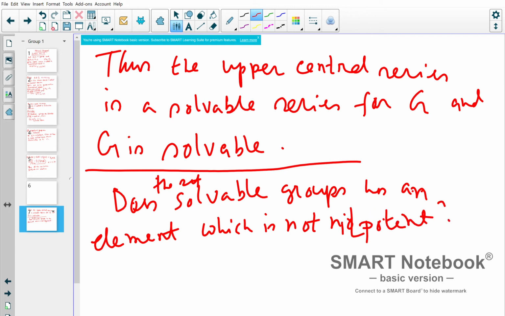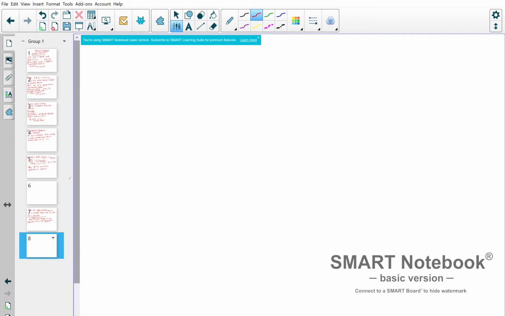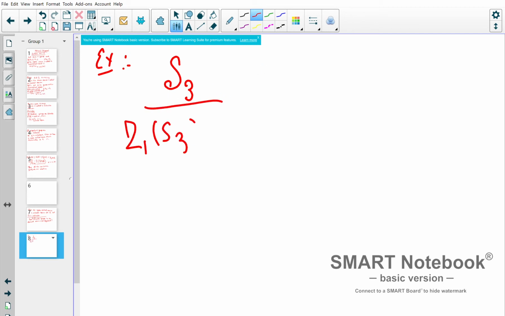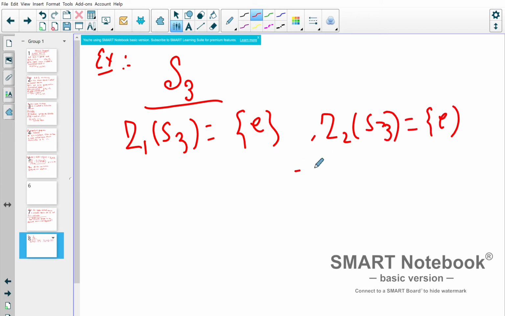The answer is yes. So for example, let us discuss S3, the symmetric group over 3. Now you remember S3 is not nilpotent. In S3, the center Z1 is always the identity, and hence Z2 of S3, everything is identity, and so on. So S3 is not nilpotent.